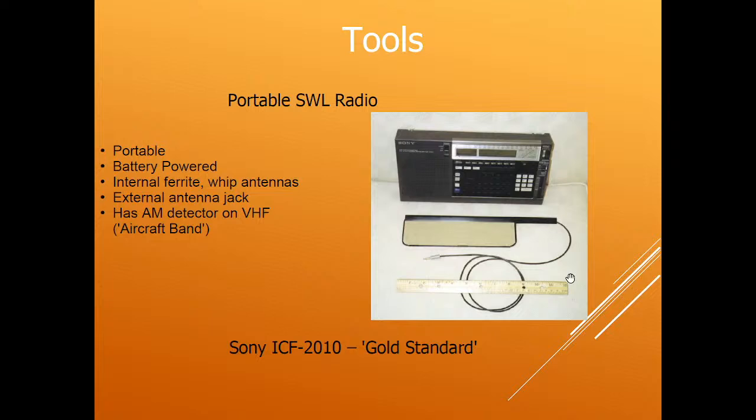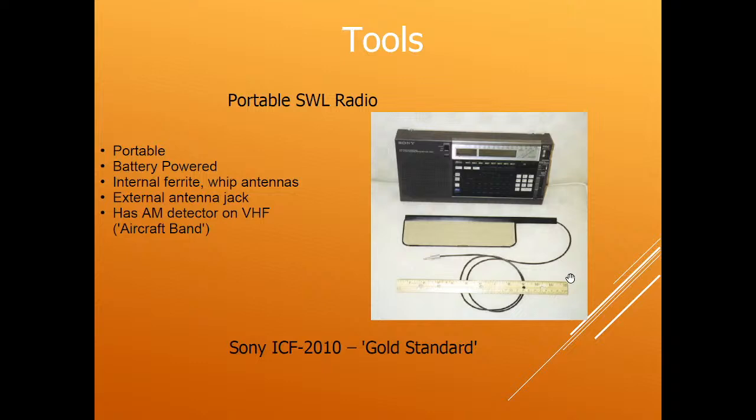So I'll talk about some of the tools that I use to track down noise. Probably the gold standard is the Sony ICF 2010. It's a battery-powered shortwave radio. It covers from low frequency all the way up to VHF. It has an internal ferrite antenna. It has a whip antenna, and it also has an external antenna jack. And one of the good things about it is that it has an AM detector on the VHF aircraft band.